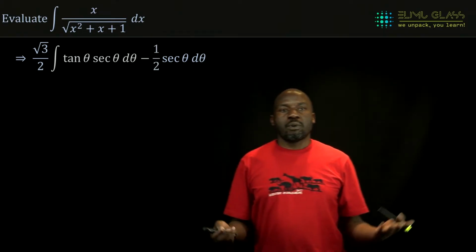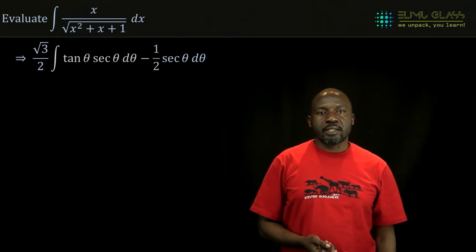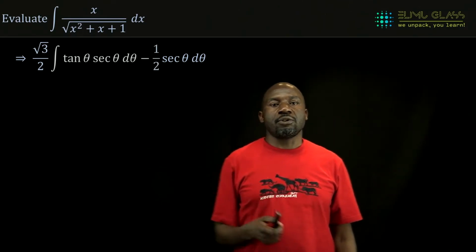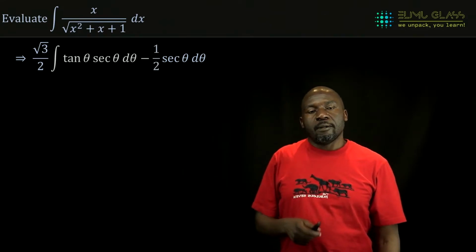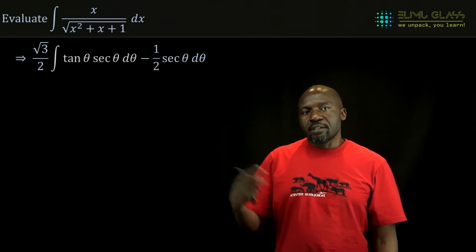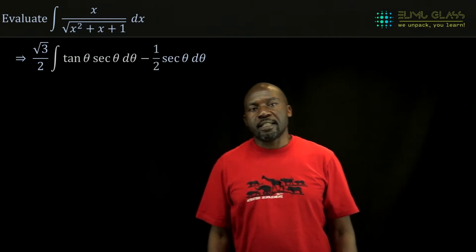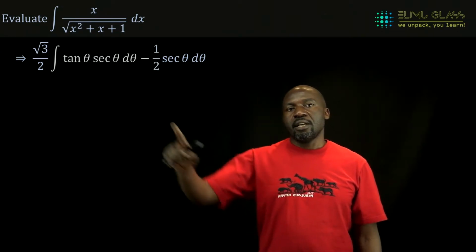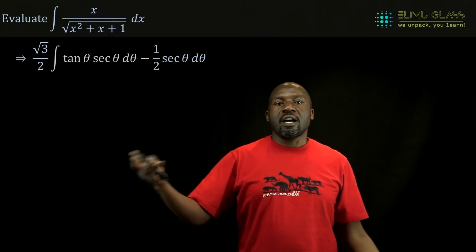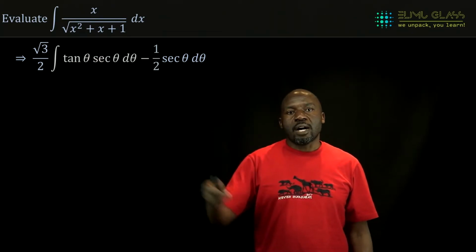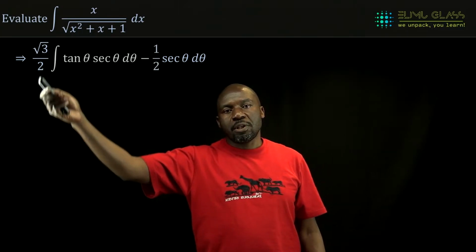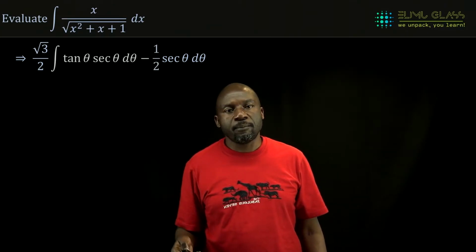When we reach here, basically the work is done because we know this integral. Tan theta sec theta is actually the result of the derivative of sec theta. So if you differentiate sec theta, you get tan theta sec theta, and therefore if we integrate this, we should get sec theta. And so our answer for this part is going to be root 3 over 2 sec theta.